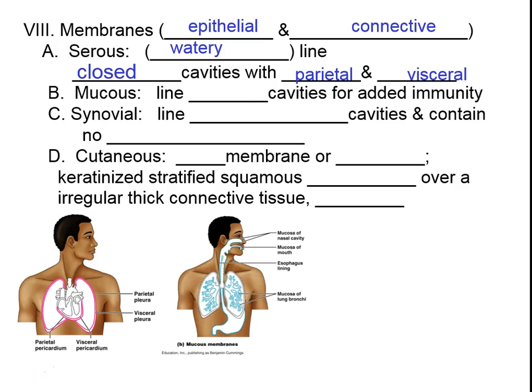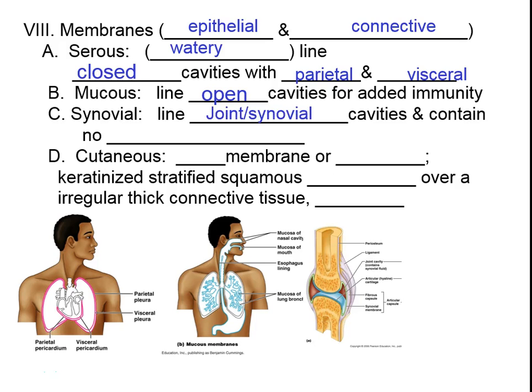Open cavities are lined with mucous membranes. Think about when you open your mouth, you let pathogens in from the outside, so that mucus will catch the pathogen so your immune system can take care of it. Mucus is on a mucous membrane. Synovial membranes line joint cavities, and these are the only ones that lack the epithelia. It's not really a true membrane, but since it's lining that joint cavity or that synovial cavity, they put it in with the other membranes. So it only has connective, it doesn't have epithelial.